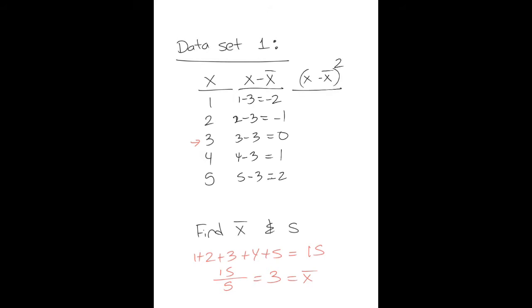The next thing we do is x minus x bar squared. So x minus x bar squared would be -2 squared, which is 4, -1 squared, 1, 0 squared, 0, 1 squared, 1, and 2 squared, 4. Now we add up this column. So we have 4 plus 1 plus 0 plus 1 plus 4, which gives us a total of 10. This is what we call the sum of x minus x bar squared. So the first thing we'd find on our way to the standard deviation is the sample variance.